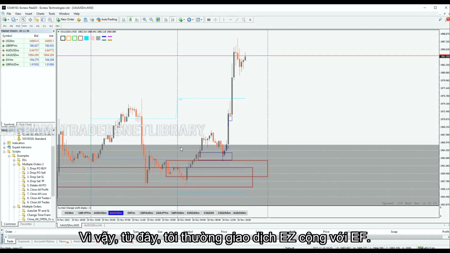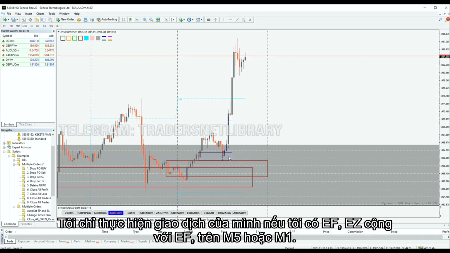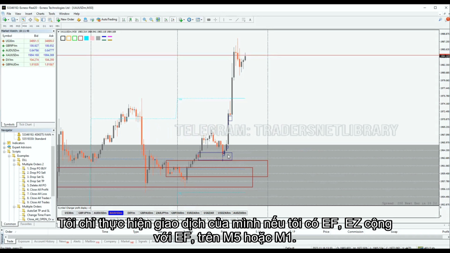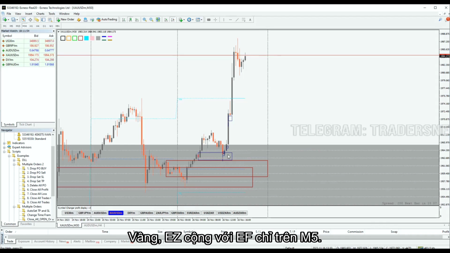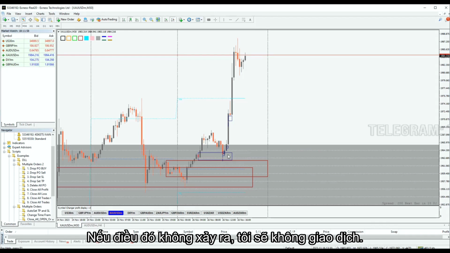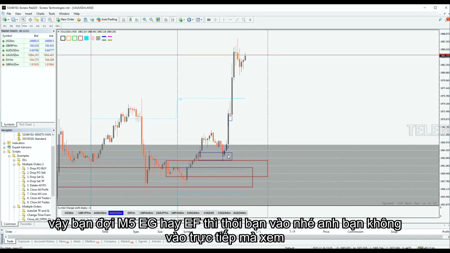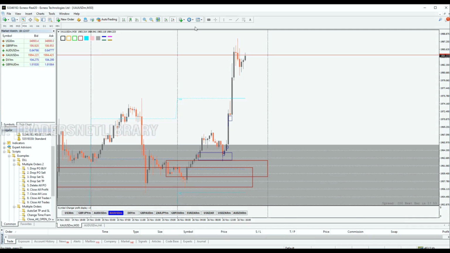From here, I normally trade EG plus EF. I only take my trades if I have EG plus EF, either on M5 or M1. EG plus EF on M5 only. If that does not happen, I don't take the trade. So you wait for M5 EG or EF, then only you enter, brother. You don't directly enter when you see M5 EG.